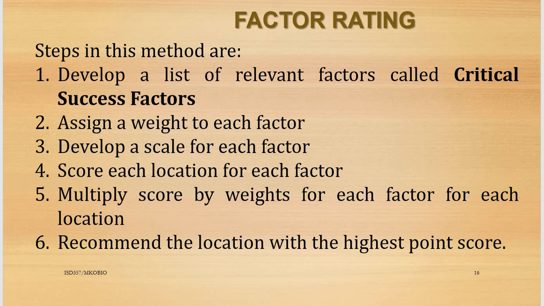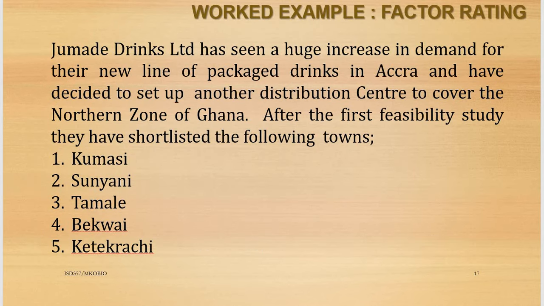The steps in this method: you develop a list of relevant factors called the critical success factors. You are going to have a table where you discuss them. You assign a weight to each factor. You develop a scale for each factor. Score each location for each factor. Multiply the score by the weight for each factor for each location. And then recommend the location with the highest point score. So we are going to move to a table whereby you will discuss all these. This is the working example for factor rating, and this is how we are going to go about it.